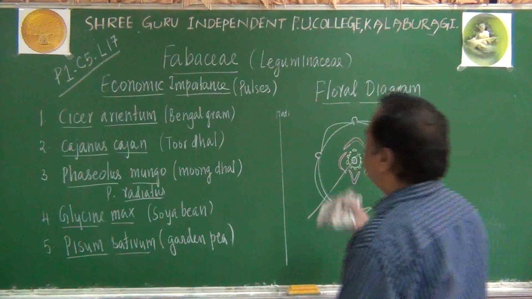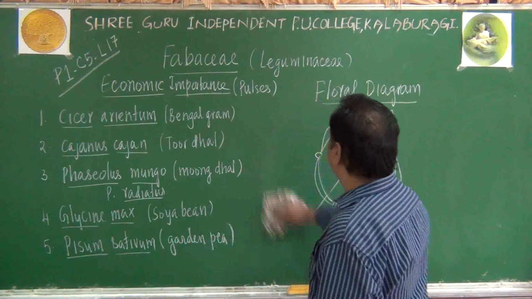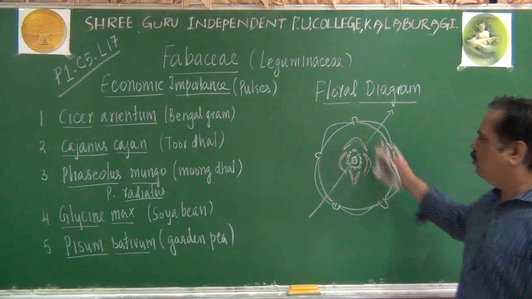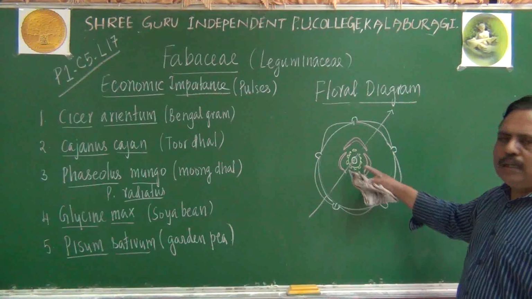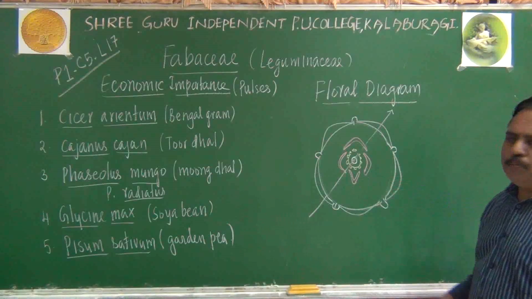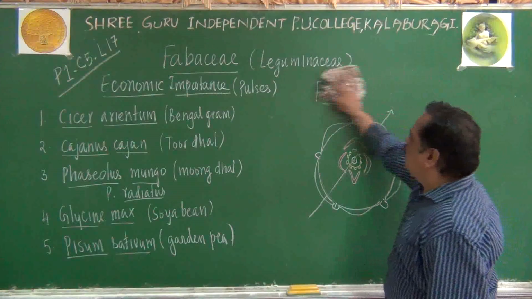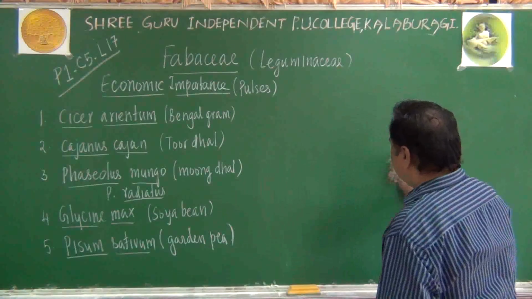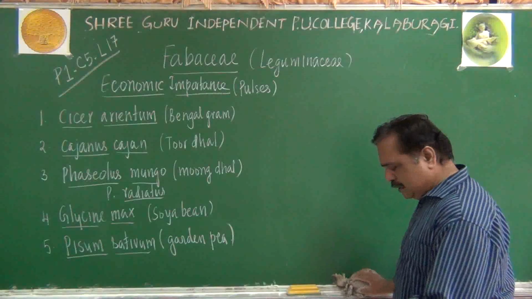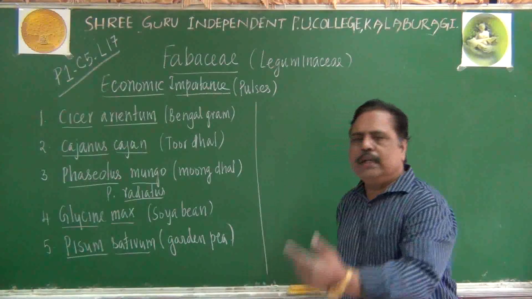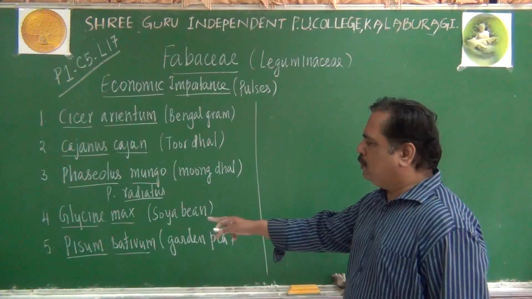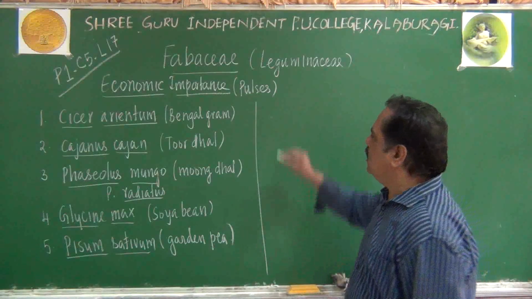Let me come to some other plants here. Let me rub this floral diagram. I hope you might have got this one: 5 sepals, 5 petals, 10 stamens and 1 carpel. Okay, marginal placentation, remember. When we come to other plants of this family, there are timber yielding plants, oil yielding plants also.